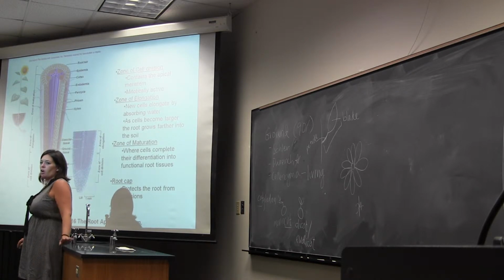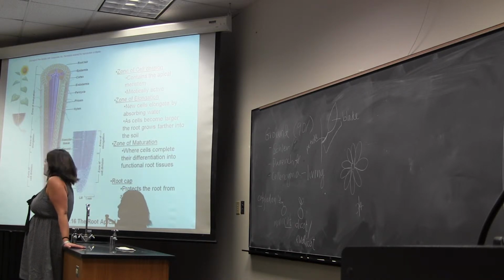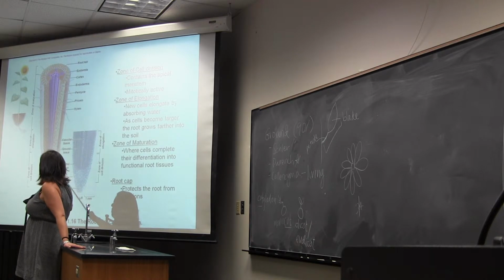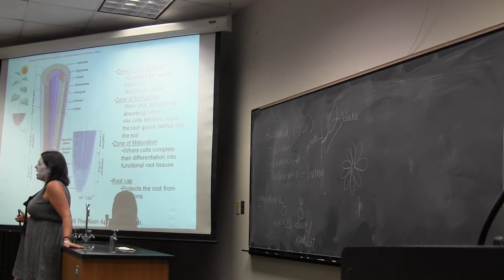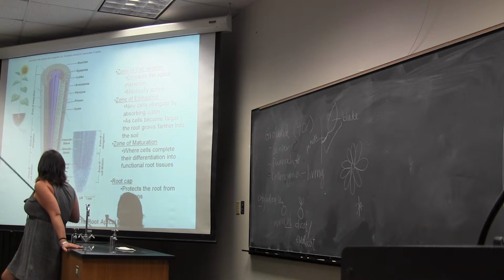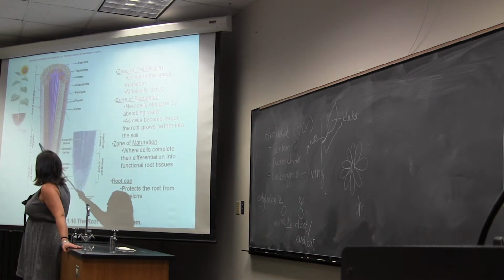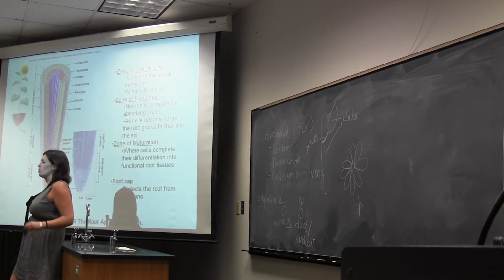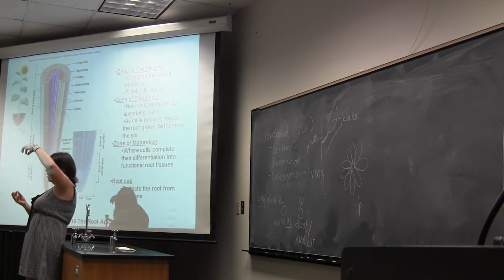The next zone is called the zone of elongation. And so in the zone of elongation, you have all of this tissue. You've got some vascular tissue, you've got some ground tissue made up of parenchyma, and then you've got this area where these cells will expand or elongate.